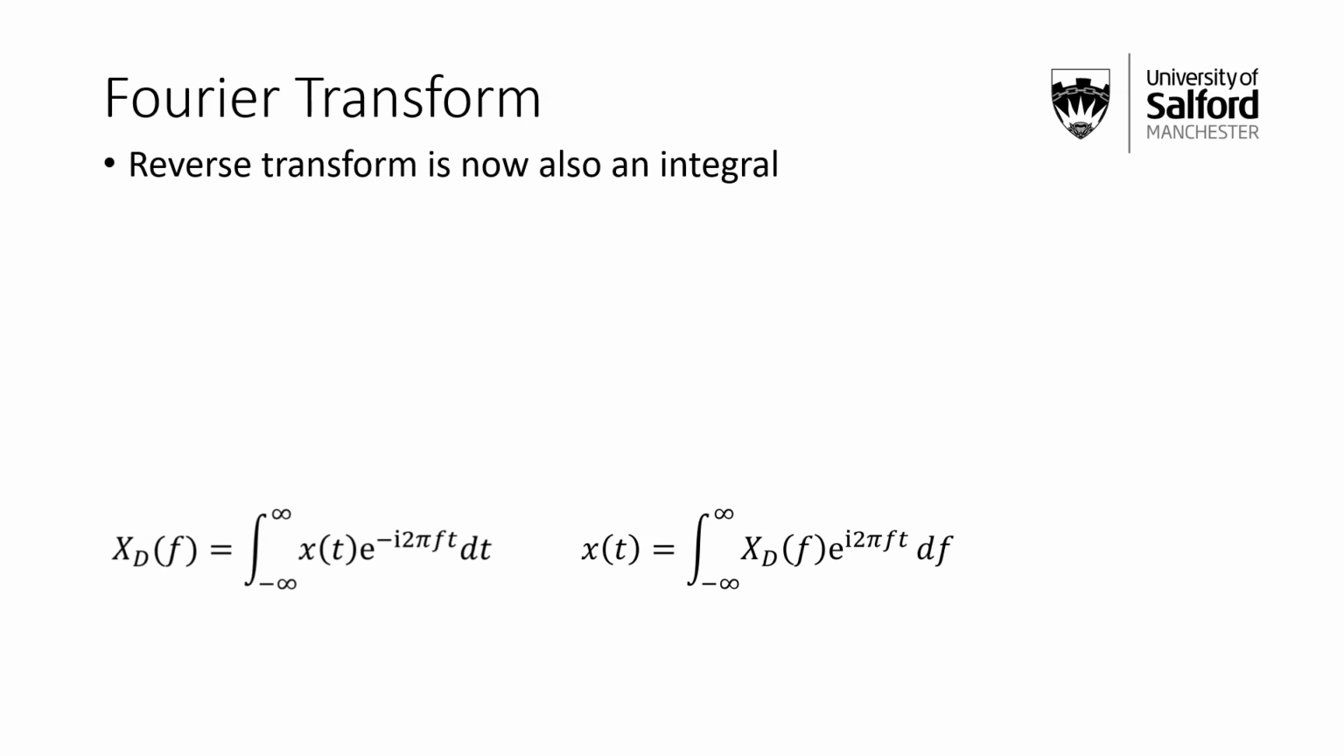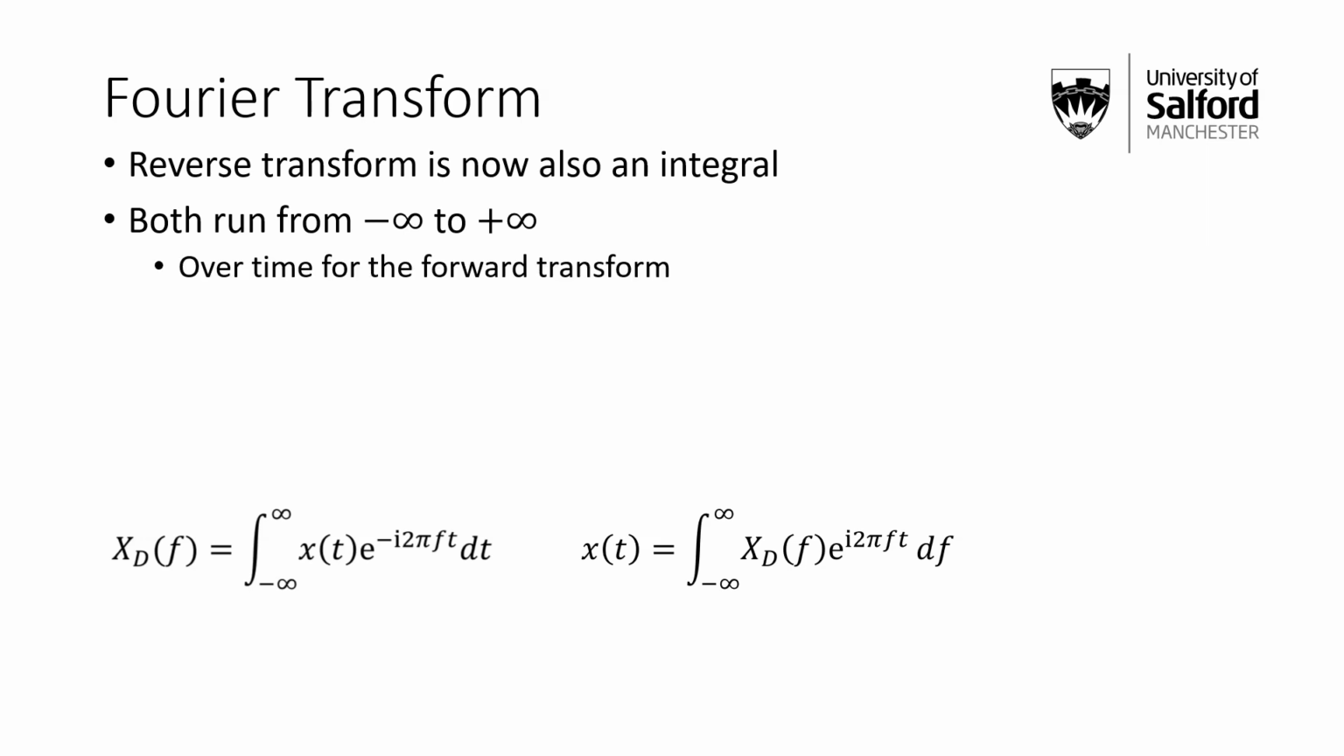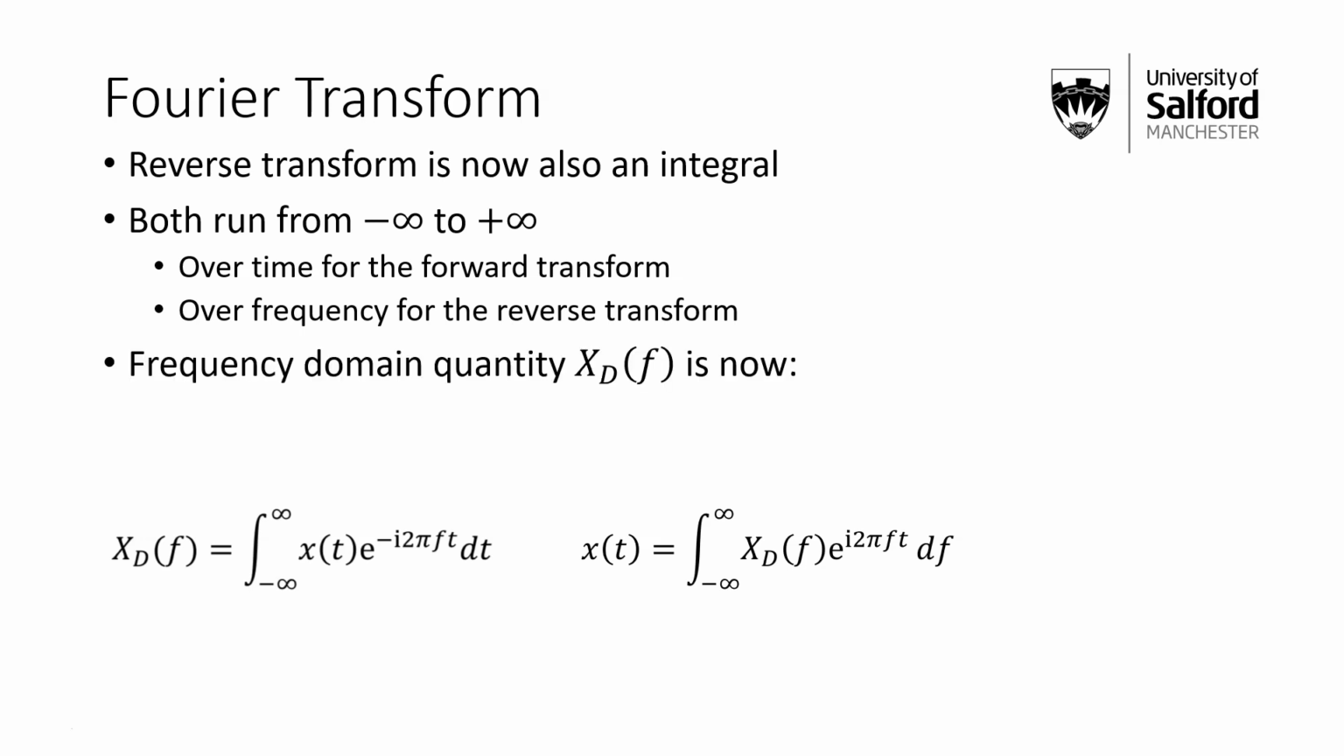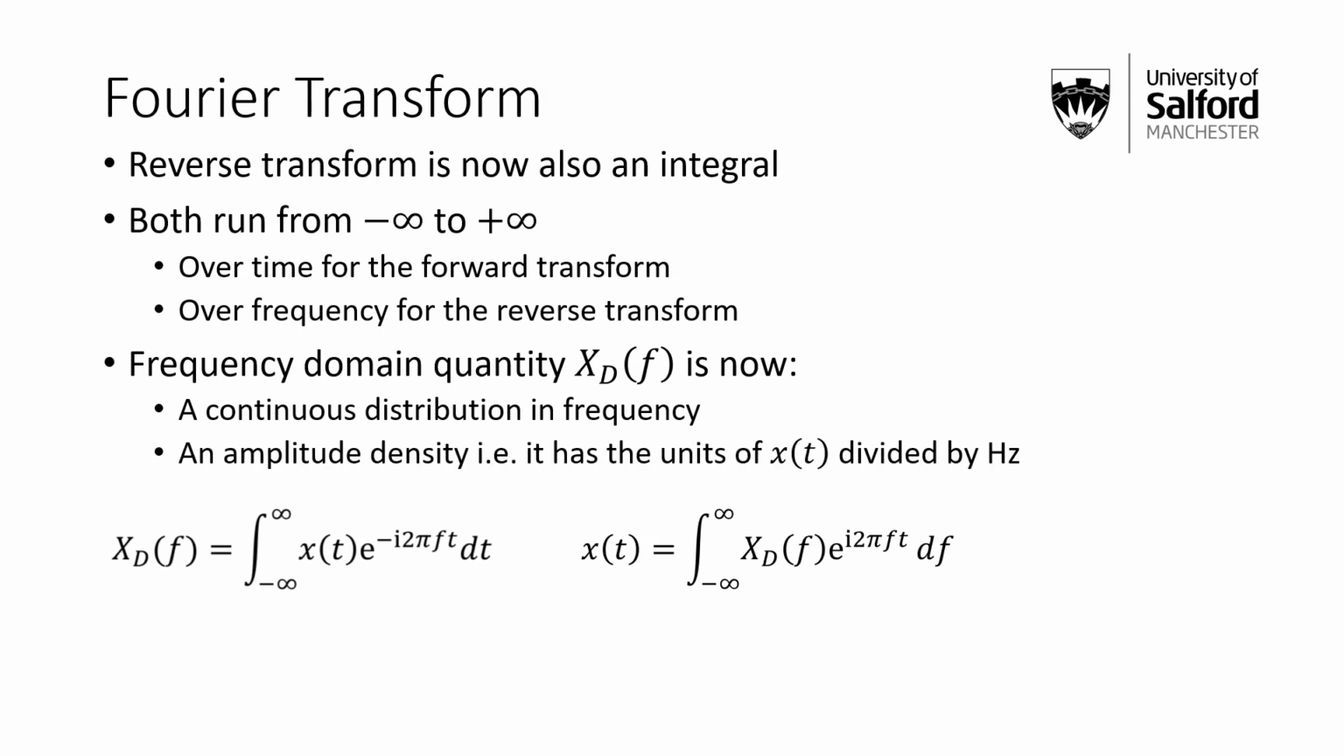So just to summarise, the reverse transform is now also an integral. They now both run from minus infinity to plus infinity, over time for the forward transform, over frequency for the reverse transform. And this frequency domain quantity, X_d (d for density) of f, is now a continuous distribution in frequency, and it's an amplitude density, which means it has the units of the signal x(t) divided by hertz.